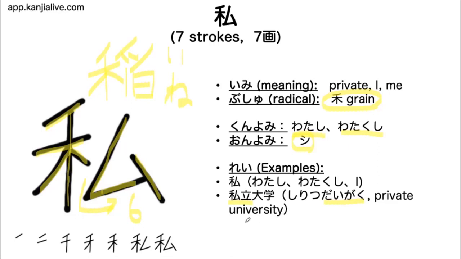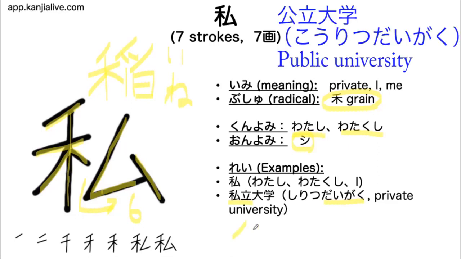On the other hand, for public university, we say kouritsu. So this is ko, and then this is same actually. 3, 4, and then 5. So daigaku is same, of course. So kouritsu daigaku, which is public university. I'm sorry for this terrible writing.